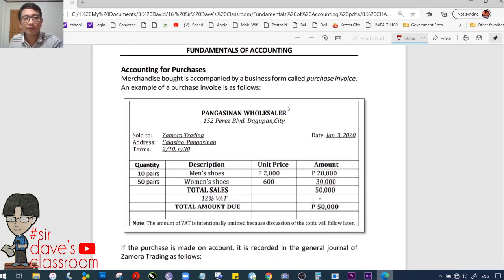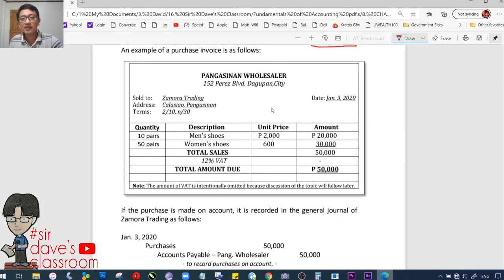Okay? Accounting for purchases. Merchandise bought is accompanied by a business form called purchase invoice. An example of a purchase invoice is shown below. Pangasinan Wholesaler, 152 Perez Boulevard, Dagupan City. Date, January 3, 2020. Sold to Zamora Trading, the address of which is Calasiao, Pangasinan. Terms, 2/10 and over 30. So ano kayang ibig sabihin nitong 2/10 and over 30 na yan? So later on, di-discuss din natin yan.